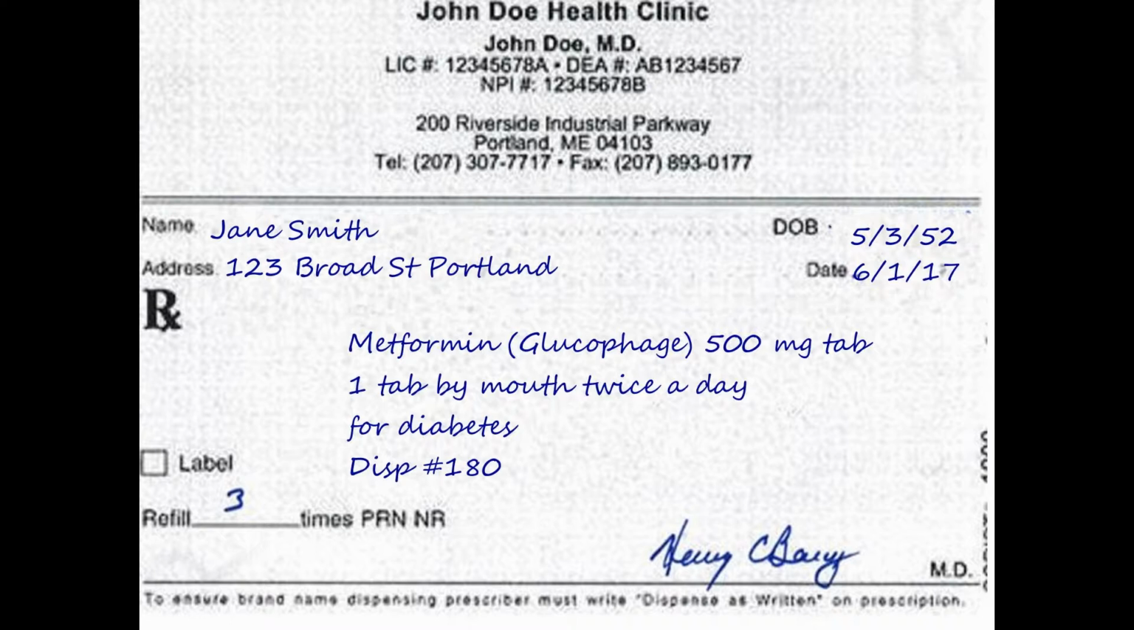Usually next we'll see DISP, abbreviation for dispense, meaning the number of tablets. And so that's where you would indicate, for example, if the drug is taken twice a day and you want the person to have a 30-day supply, you would write dispense number 60. If you wanted them to have a 90-day supply, you would write dispense 60 times 3, right, for a 3-month supply, or you'd dispense 180. And lastly, the number of refills. So those are the elements that should be included in any prescription.